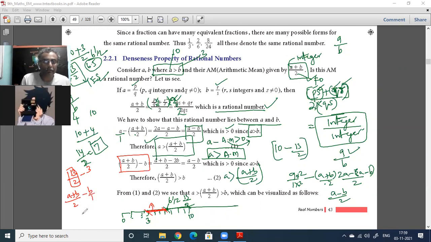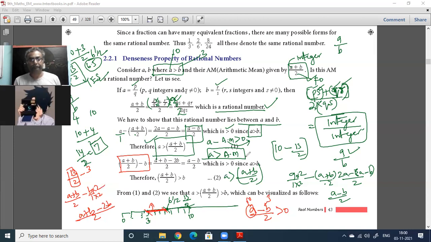Again you take the LCM. The LCM will be 2. So a plus b minus 2b, that is a plus b minus 2b is equal to a minus b by 2 again. Okay, this is correct. a minus b by 2 will again be greater than 0 because a is greater than b. This is 10 is greater than 3. So this will again be positive.